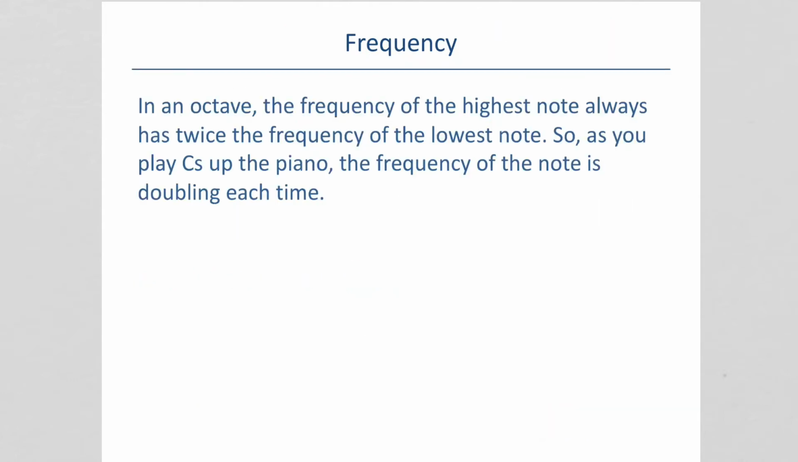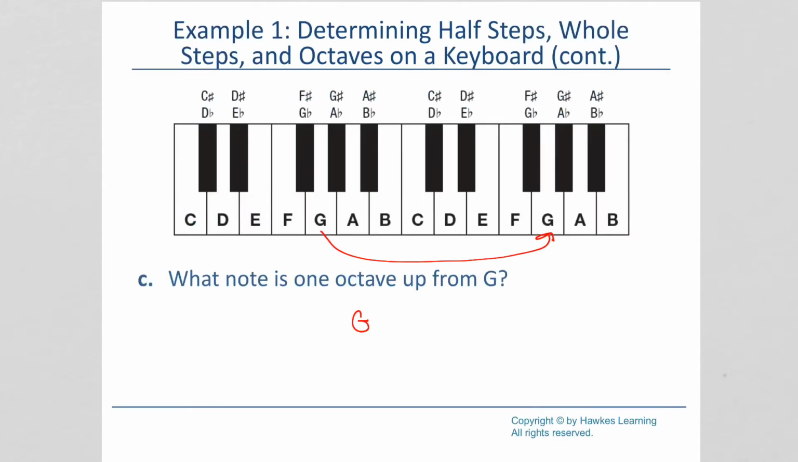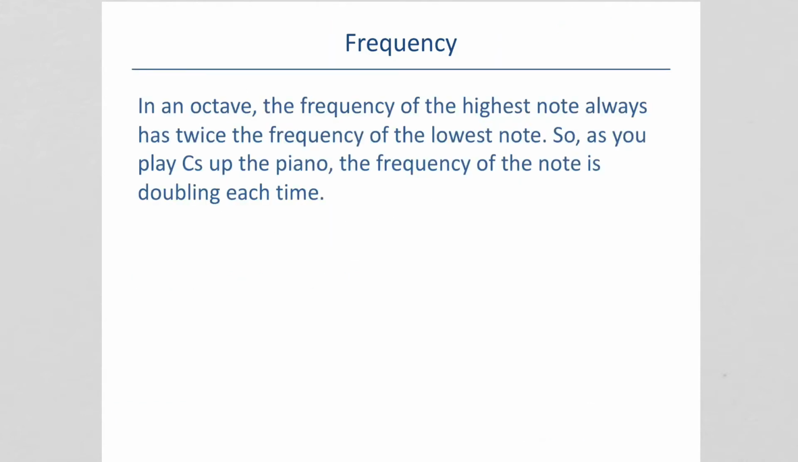In an octave, the frequency of the highest note always has twice the frequency of the lowest note. So this G is twice the frequency of that G. So as you play C's up the piano, the frequency of the note is doubling each time.